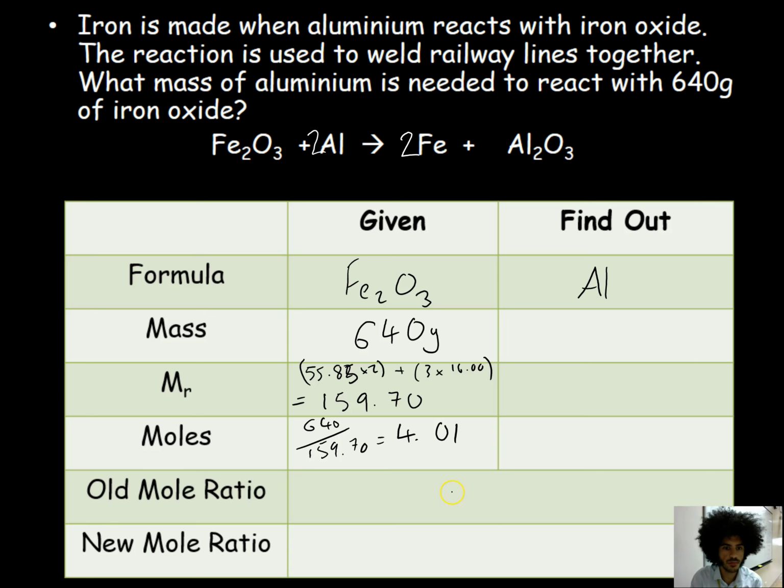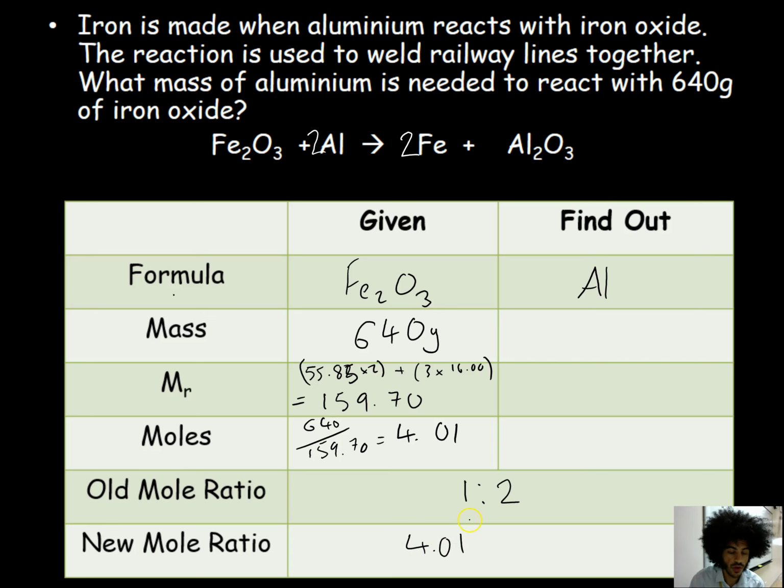Now let's look at the mole ratio. If I look at the equation, for every 1 mole of iron oxide, I need 2 moles of aluminium. So the ratio is 1 to 2. However, I don't have 1 mole of aluminium, I've got 4.01.